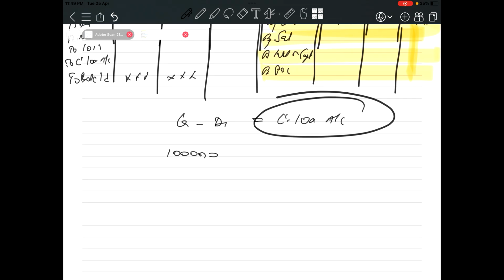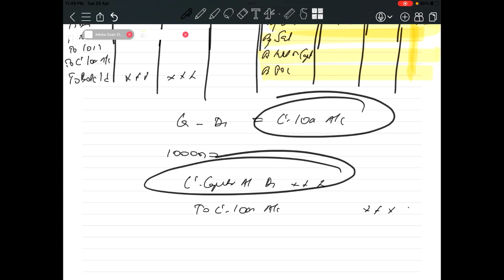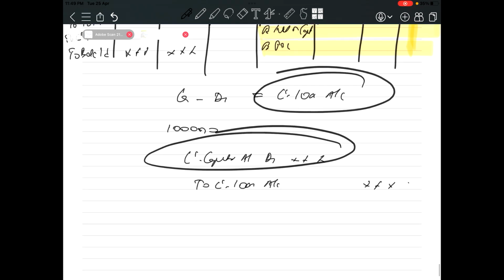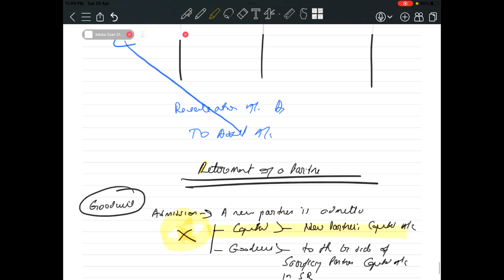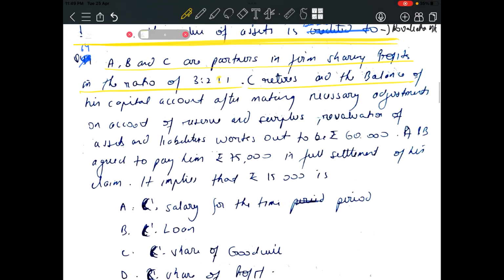So what will be the journal entry? C's capital account debit to C's loan account. See, you are debiting his capital account. Basically, the liability is finished, and a new liability of C's loan is created. I hope this is clear to you. Simple and easy, right? Now let's move to this question.